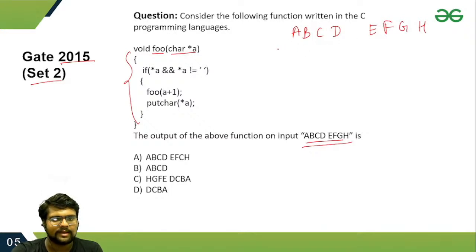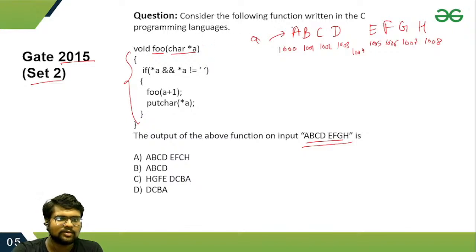Let me give A as 1000, then it will be 1001, 1002, 1003, the space will be 1004, 1005, 1006, 1007, then 1008. And currently A is pointing to this because we have passed this string to this. So A is pointing to A, that is 1000. So first foo of, we are writing here the address, so foo of 1000 will be called.